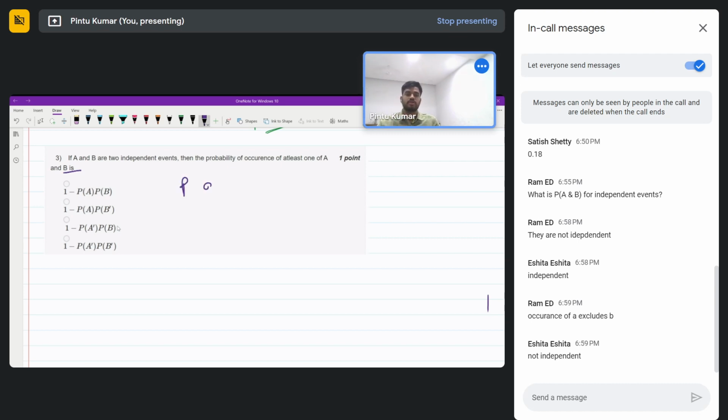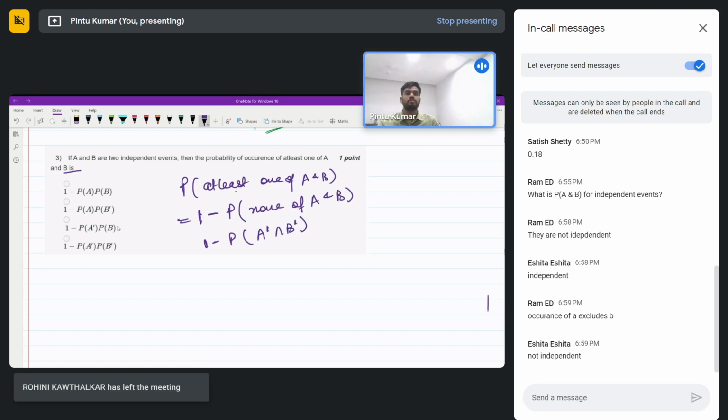So this question is the probability of at least one of A and B. This would be 1 minus the probability of none of A and B. The complement of the event that at least one of A and B occurs is that none of A and B occur, right? So this probability is given by 1 minus the probability of none of A and B, which is A complement intersection B complement. None of A and B means that A is not happening and B is not happening.